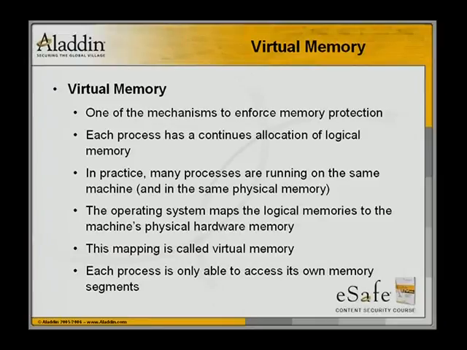Let's speak about virtual memory. Virtual memory is one of the mechanisms to enforce memory protection. A virtual memory basically comprises a file on your hard drive, and it emulates or simulates the physical memory in the operating system. Each process has a continuous allocation of logical memory in that page file, called a virtual memory file. In practice, many processes are running on the same machine and in the same physical memory. So virtual memory is actually a security feature, because the operating system maps the logical memories to the machine's physical hardware memory. And this mapping is called virtual memory.